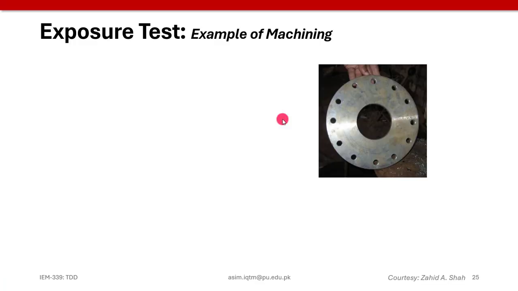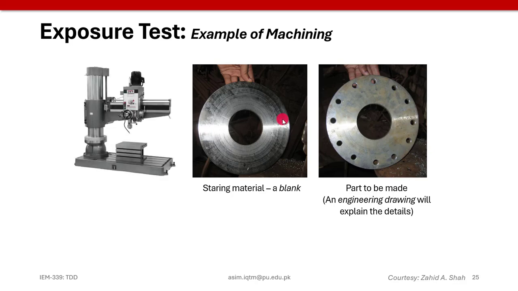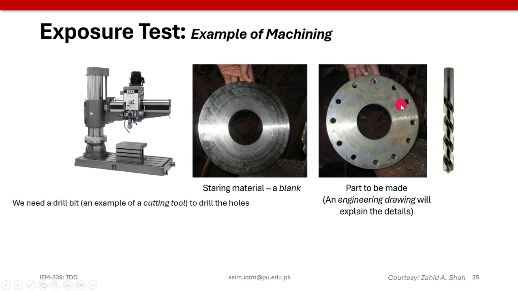Now we have the exposure test up till what we have learned so far. To produce this final shape of the part, we definitely need an engineering drawing which explains the detail. And this one is the starting material, a blank, and we have the machine tool and the drilling tool which is used to produce this final shape of the part. So we need a drill bit, definitely an example of the cutting tool, to drill the holes.